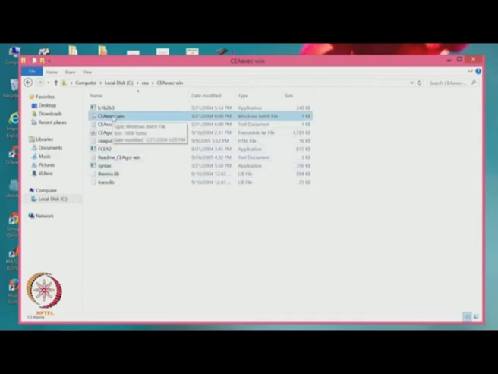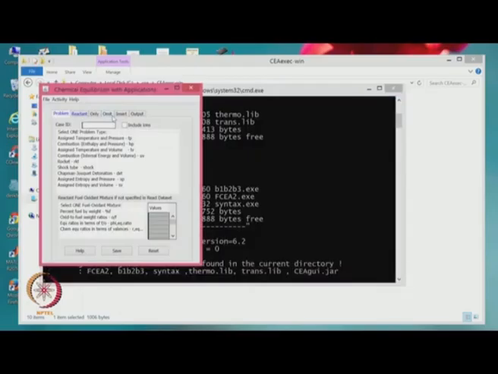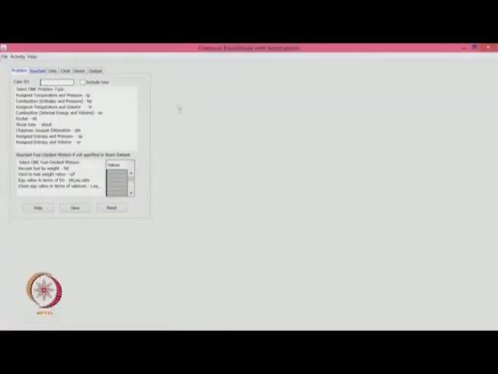Now if you look at the folder in which it is there, you will have something known as CEAexec win, which if you double click, you will be able to open this software. This needs a Java platform to run on. Okay. Now if you open this, this software is a more generic software. It can solve many kinds of problems.